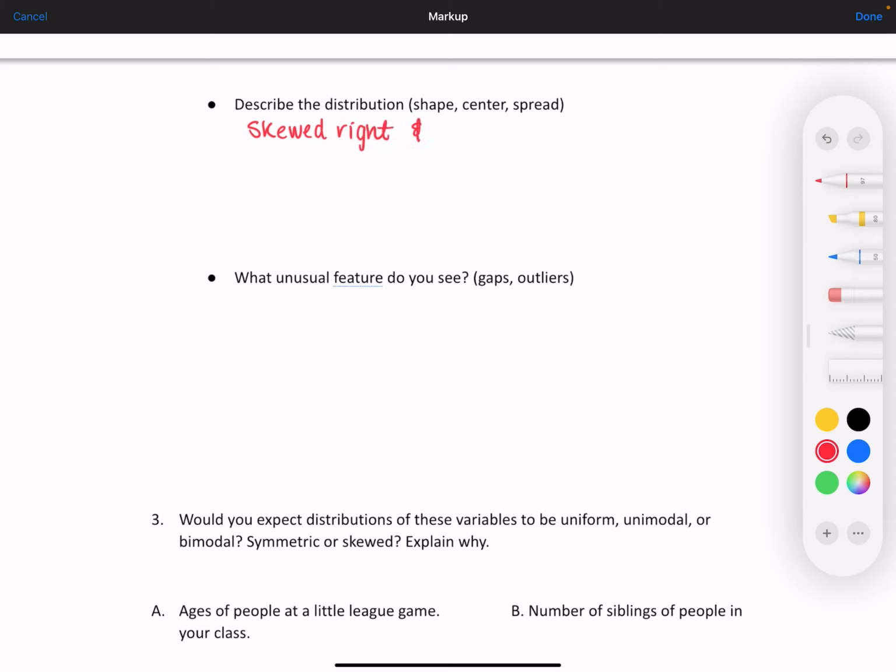And unimodal, bimodal, uniform, or symmetric? Unimodal.